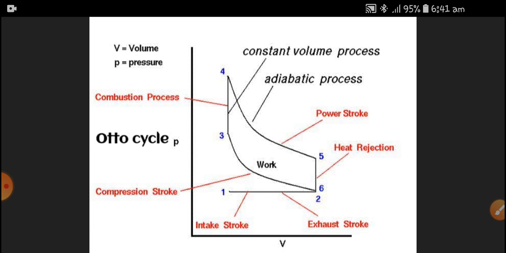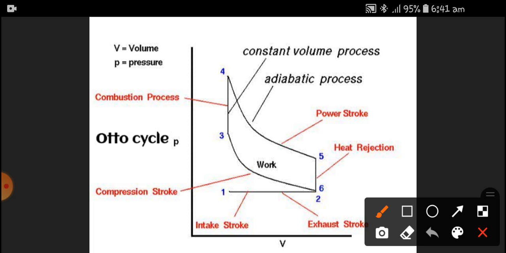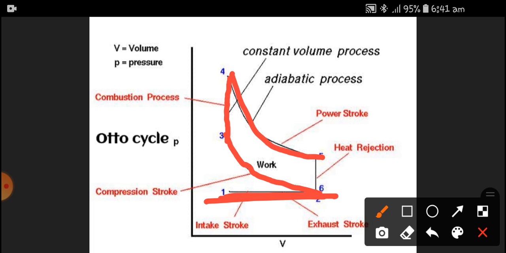So here also volume is on the x-axis and pressure on the y-axis. Here you can get the intake and exhaust stroke. This is called a pumping cycle. So this line is called a pumping cycle. After pumping, once the gas is in, we do a compression process. The compression process follows an adiabatic process. So adiabatic compression, constant volume heat addition, adiabatic expansion, and constant volume heat rejection.